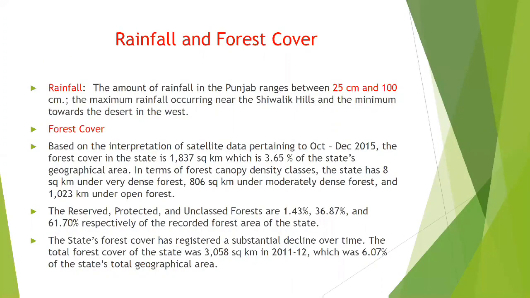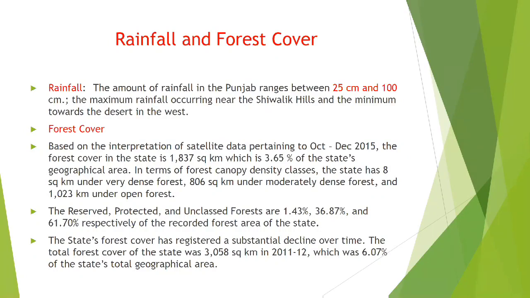Rainfall and forest cover. Next, please. The amount of rainfall in Punjab ranges between 25 centimeters and 100 centimeters. In fact, the rainfall pattern has been changing in the last many years. Last year, the rain was quite sufficient, but in certain pockets, it didn't cover the entire Punjab. The same is happening almost every year because of certain climatic changes. The maximum rainfall occurs near the Shivalik Hills and the minimum towards the desert in the west. And then coming to the forest cover.